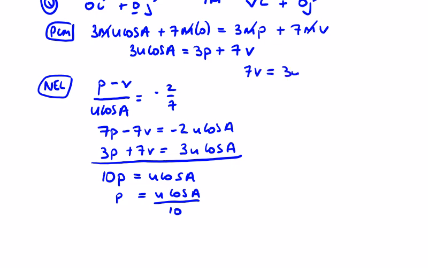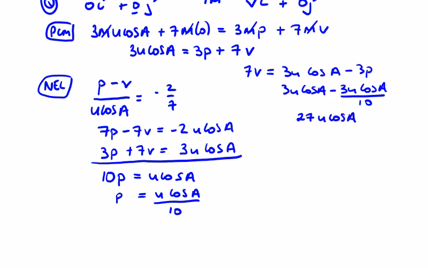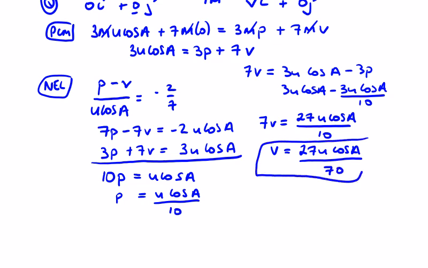7v is equal to 3u cos alpha minus 3p. So that's 3u cos alpha minus 3u cos alpha over 10. So that's like 30 tenths minus 3 tenths, so that's 27 tenths. 27u cos alpha over 10 is equal to 7v. So v is equal to 27u cos alpha over 7 times 10, which is 70. So there are the speeds.